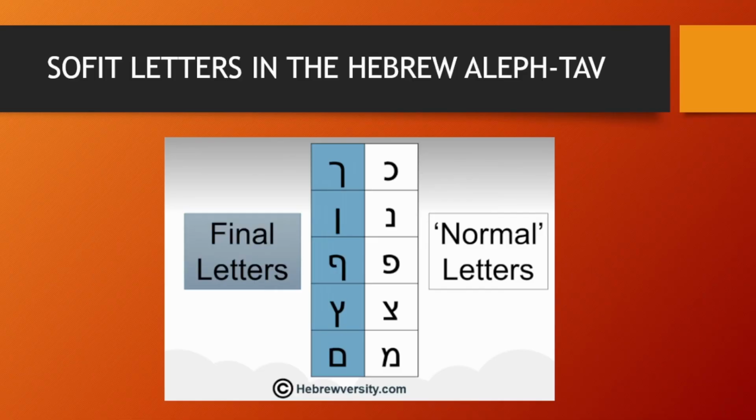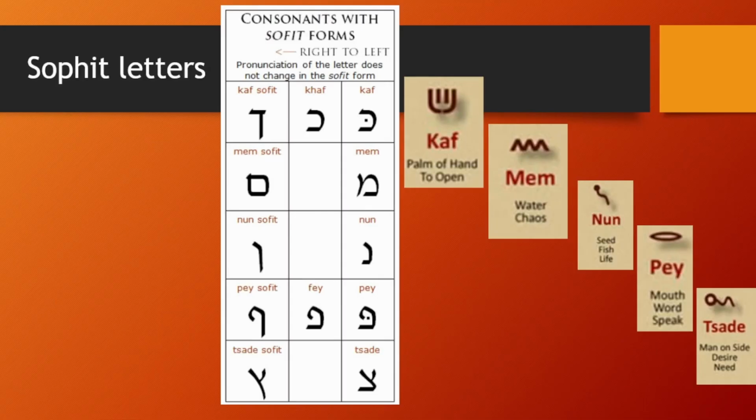The normal letters on the screen are on your right, and the Sufit or final form of those letters is in the blue squares on the left-hand side. They come in this order simply because if you start with Aleph, Bayet, Gemal, Dalet, etc., the first Sufit letter that you come across is Kaf. Then the next one you'll come across is Nun, then Pei, then Tzade, and the last Sufit letter is Mem. So we've put them in the order in which you will find them in the Hebrew alphabet. Here I have the forms written for you.